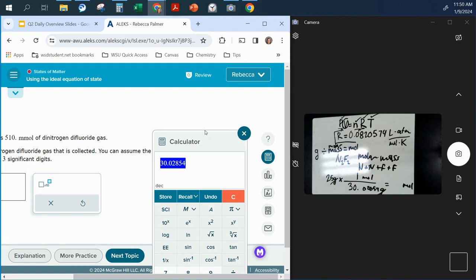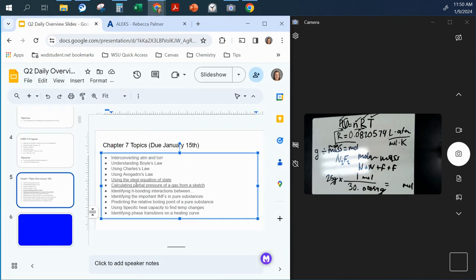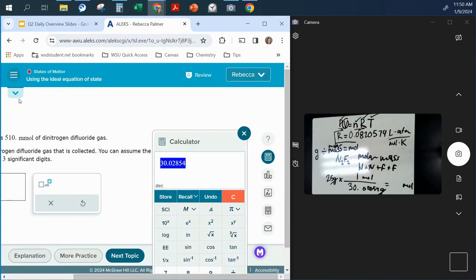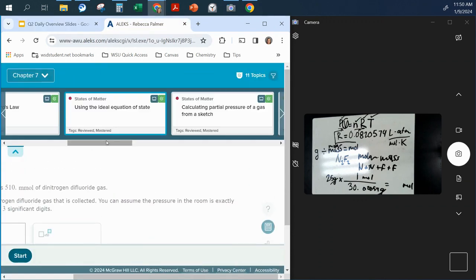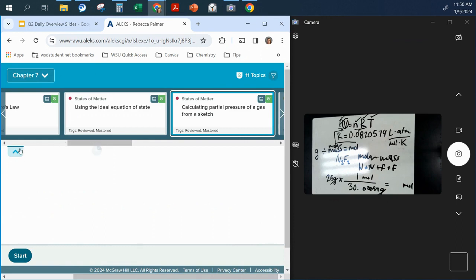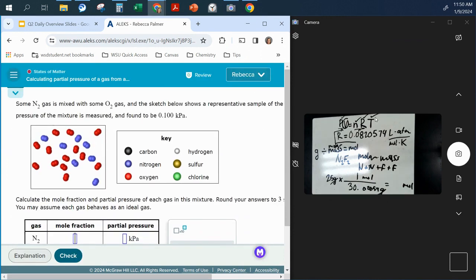Let's come back to this one. There's a lot of types, but let's get through all of the types and then we'll come back. This one has some tricky ones, so we'll come back. Okay, next one is calculating partial pressure from a sketch. This one's not too bad. I like this problem.